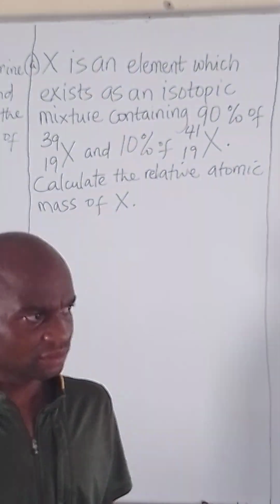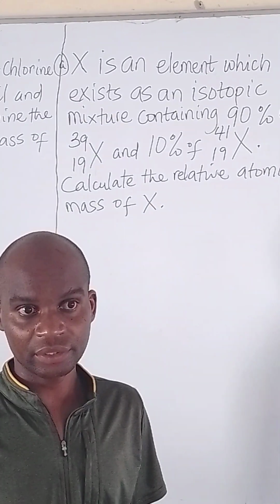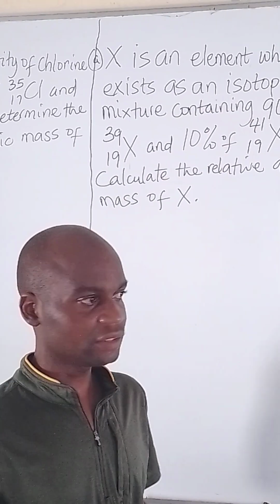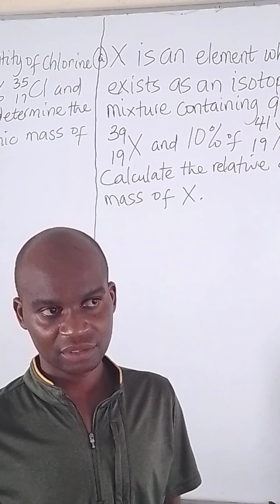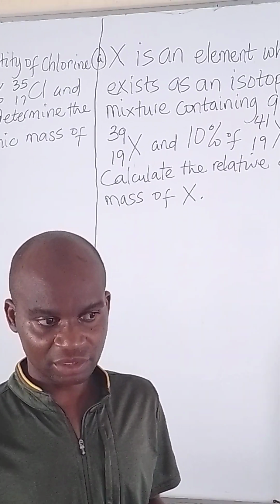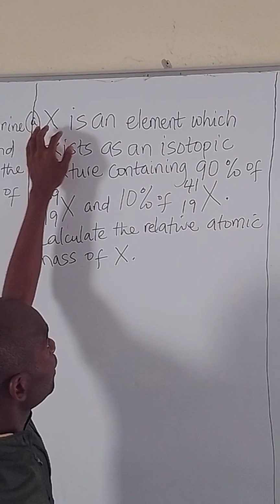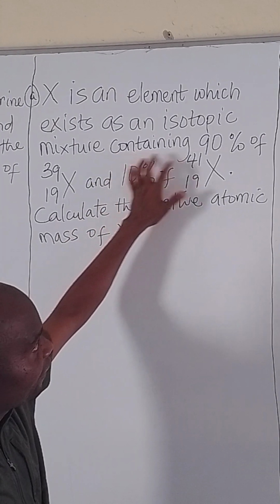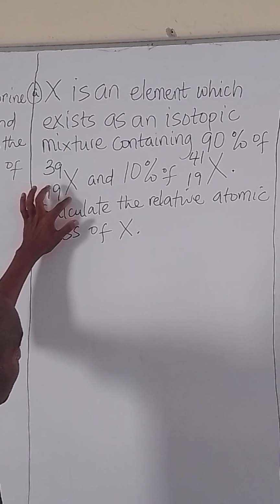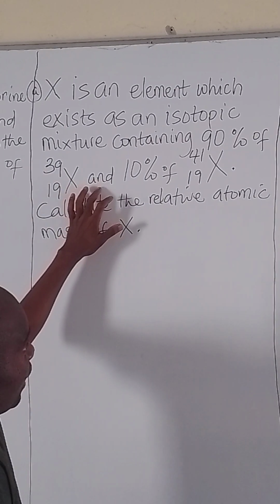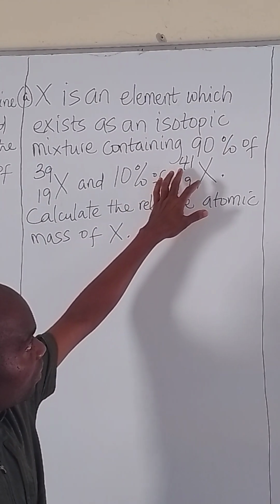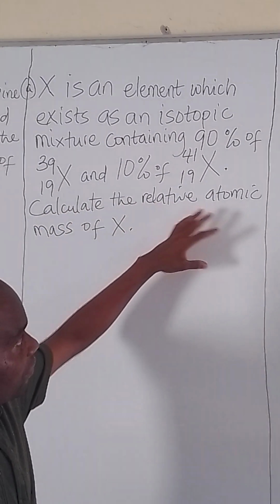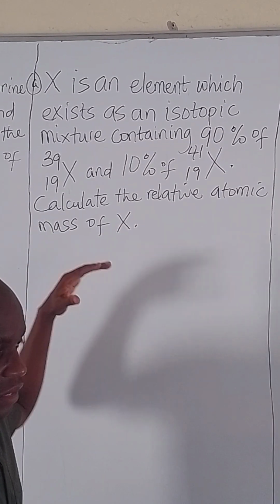Welcome to today's class. In today's class, I'll be showing us how to calculate the relative atomic masses of elements from the concept of isotopy. So, for example, X is an element which exists as an isotopic mixture containing 90% of X mass number 89 and 10% of X mass number 41. Calculate the relative atomic mass of X.